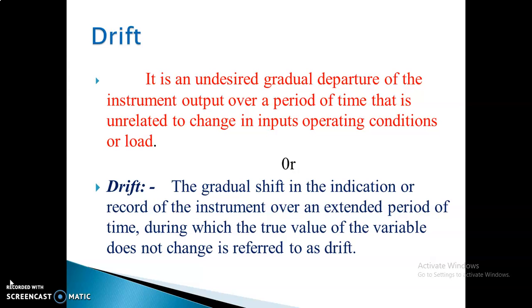Drift is an undesired gradual departure of the instrument output over a period of time. It is the gradual shift from the zero position or some other reference. It takes some initial time duration, and after that the instrument gives a shift; that is an indication of the drift value. Drift occurs because of environmental parameters, or else if the instrument develops some fault, then this problem may occur.